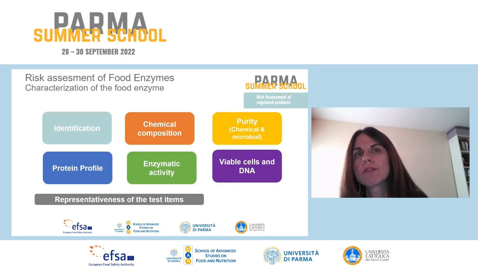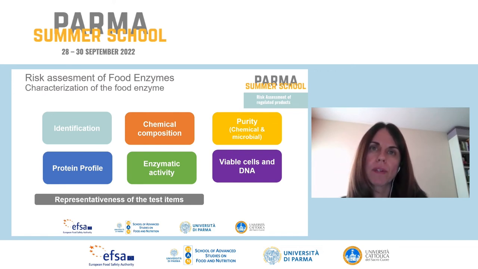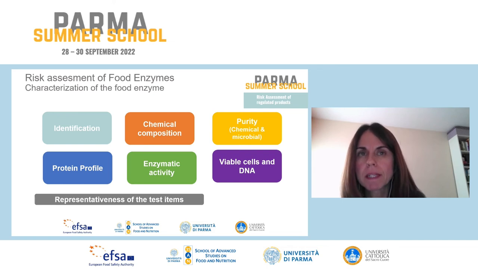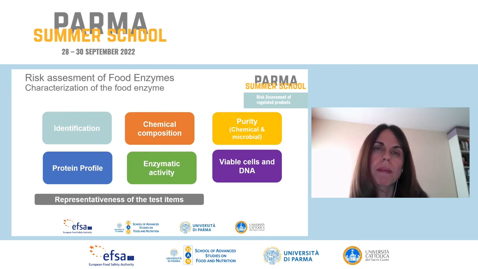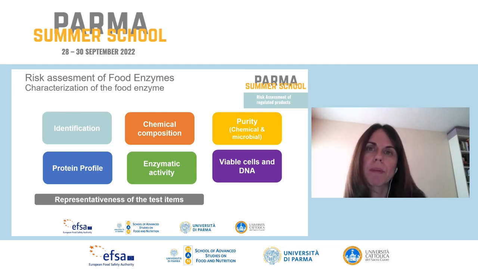Okay, let's move now on to the characterization of the food enzyme, which constitutes another essential part of the risk assessment of food enzymes. And this includes, apart from the identification, the protein pattern, the chemical composition of the food enzyme, the enzymatic activities, purity, both chemical and microbiological, and the absence of viable cells and DNA of the production strain in the food enzyme. We need this information for at least three commercial batches of the food enzyme, and additionally for any batch used for toxicological studies, which must also be representative of those batches intended for commercialization.